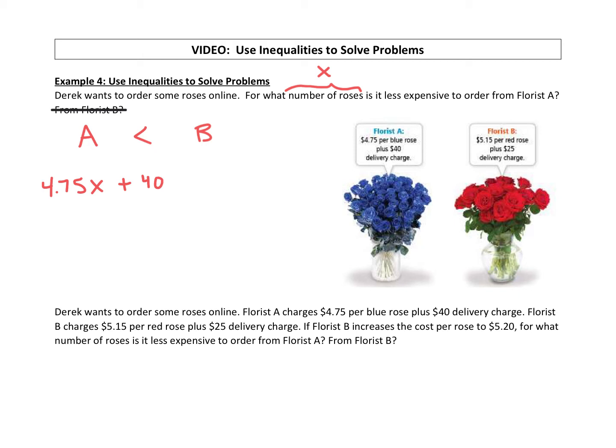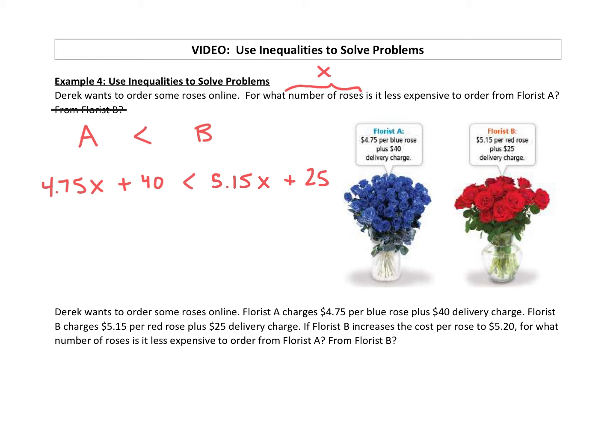When is this, or how many roses does it take for this to be less expensive than florist B, who charges $5.15 per red rose plus a $25 delivery charge? So you can see they're more expensive per rose, but they don't charge as much for delivery. So that's why it's helpful for us to set up an inequality and solve to see when one will be less than the other. So $5.15 times every rose that we buy plus that one-time $25 charge. Here's the inequality. Now we're going to solve.